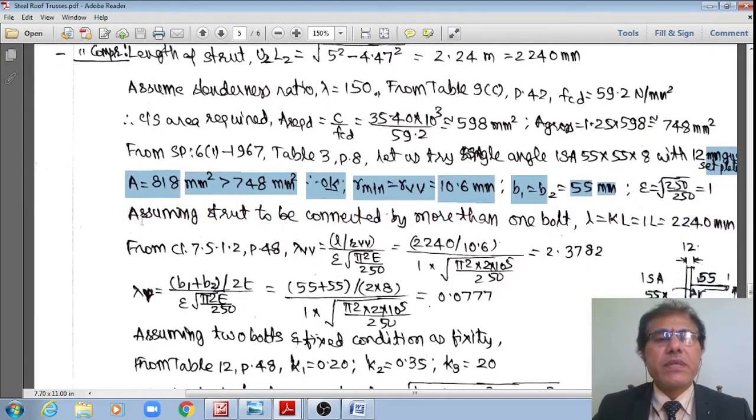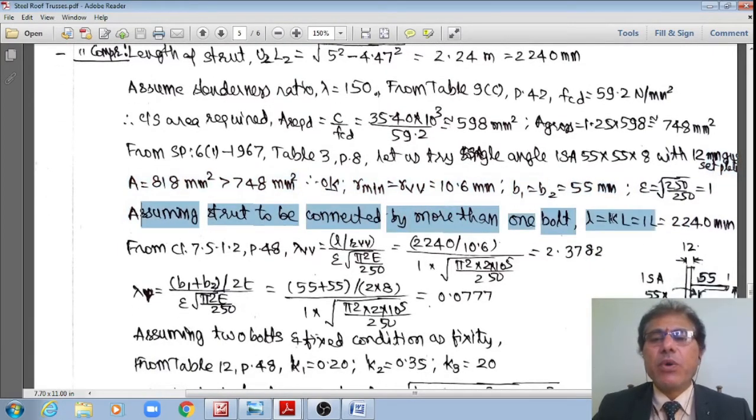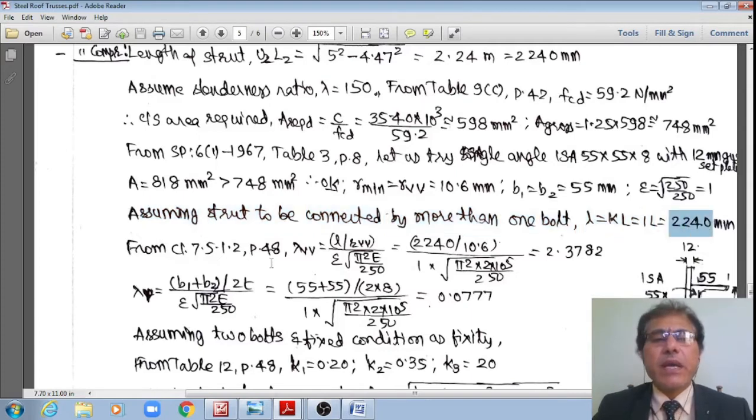Now, assuming the strut to be connected by more than one bolt, this is my assumption, may differ also. Therefore, the effective length factor K is equal to 1, so KL is 1 times L. Hence, I'll get 2240 mm.